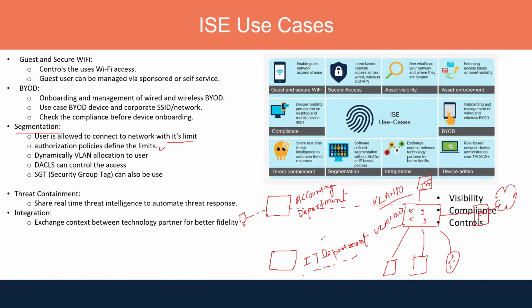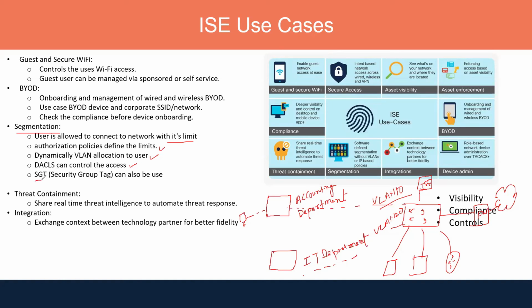So we can do all these things based on the authorization policy. We can define dynamic VLAN allocation for a user, or we can create a dynamic ACL which can control user access, what he can access and what he cannot access.